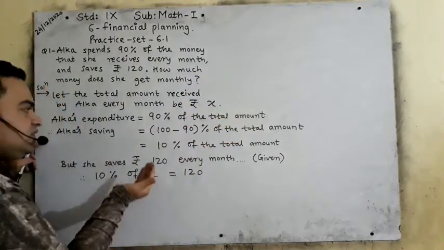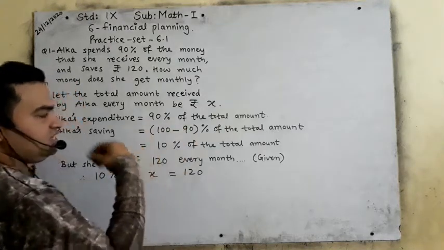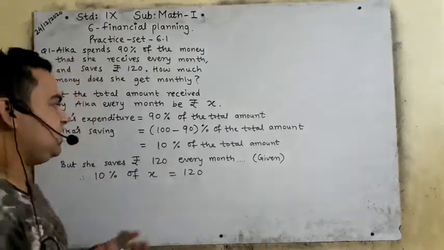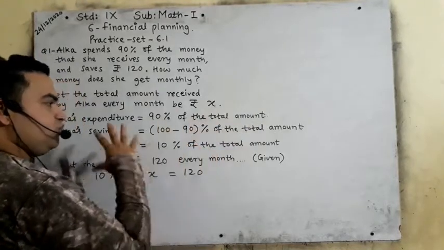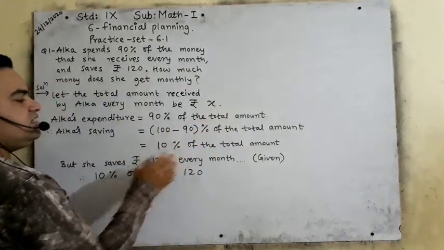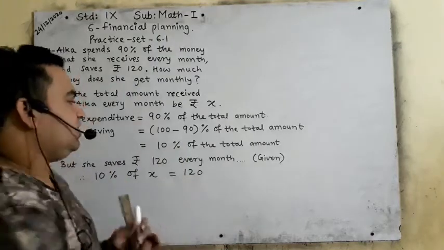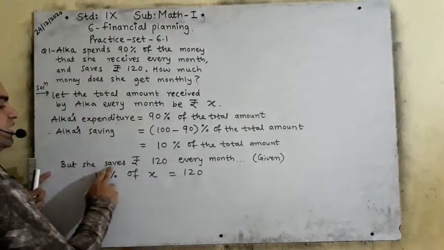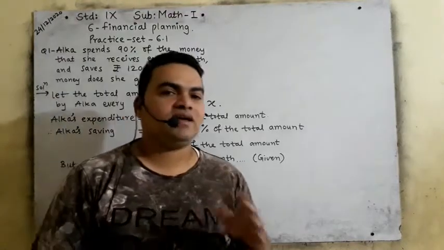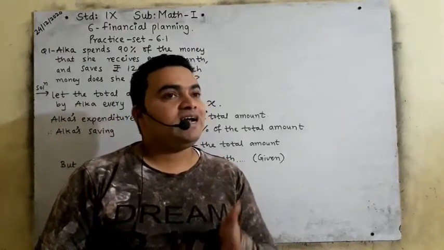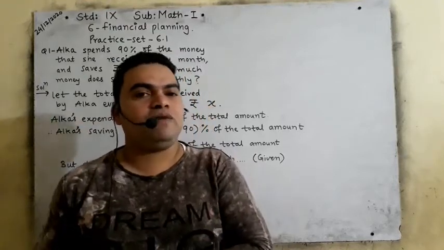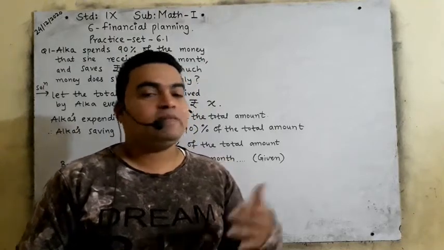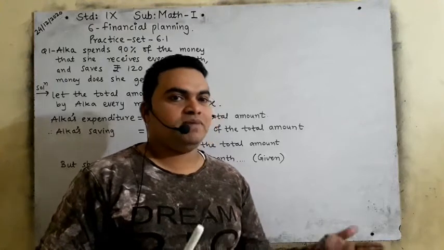Alka's saving: how much does Alka save? Out of 100%, she spends 90% of the given amount, okay? Now how much will be left? She saves 10% of the total amount. But she saves rupees 120 every month. We know that every month she saves 120 rupees. So that 120 rupees is only 10% of that amount, right? Because she saves 10%, and how much does she save? 120 rupees, which means that is 10%.